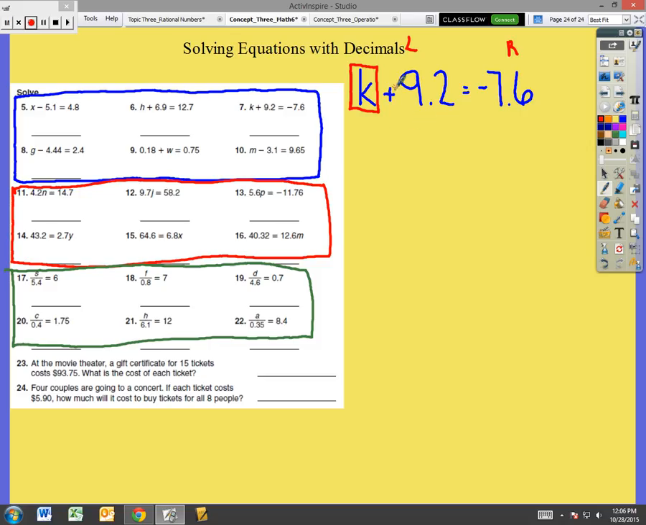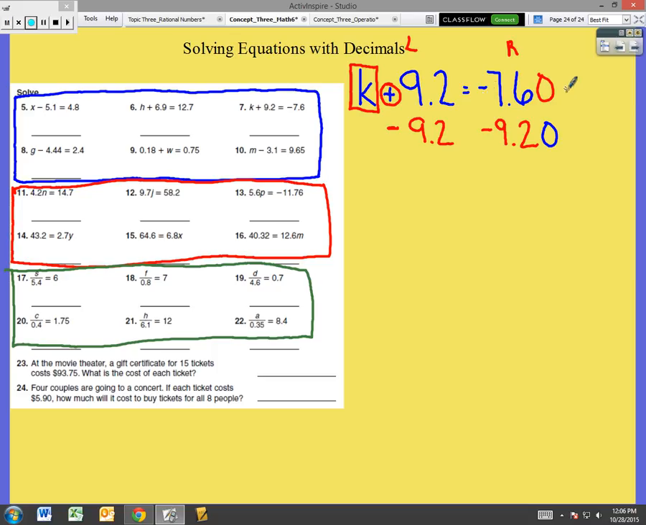I need to undo this addition. Well, to undo addition, I subtract. So I'm going to subtract 9 2/10 from both sides. So what I'm thinking automatically here is I'm thinking money. And I'm just going to add zeros to the end here. So I really have, I spent $7.60. I spent $9.20. I need to figure out how much money I spent. And because I spent, that's a negative.